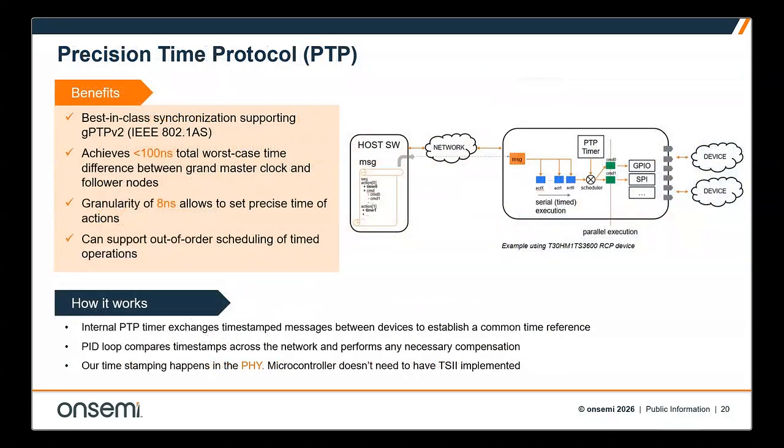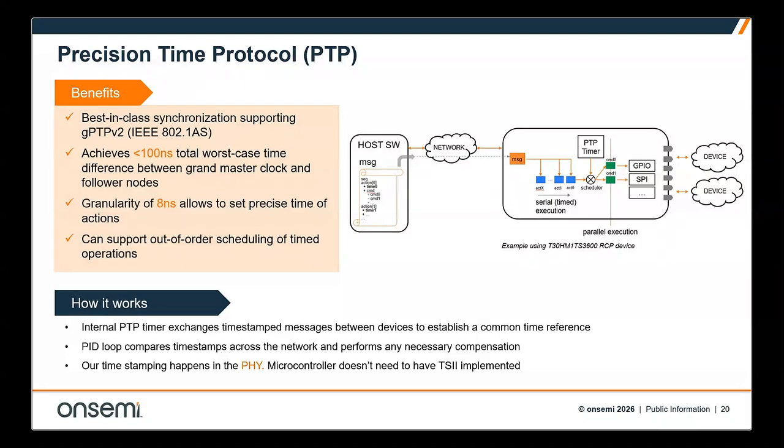Precision Time Protocol, or PTP. There is an implementation that delivers best-in-class time synchronization, supporting gPTP version 2 of the 802.1AS protocol. We achieve less than 100 nanoseconds total worst-case time difference between the grandmaster clock and any follower node on the network, with 8 nanoseconds granularity, so you can set the precise time of any action. The system can even support out-of-order scheduling of timed operations to achieve maximum flexibility.